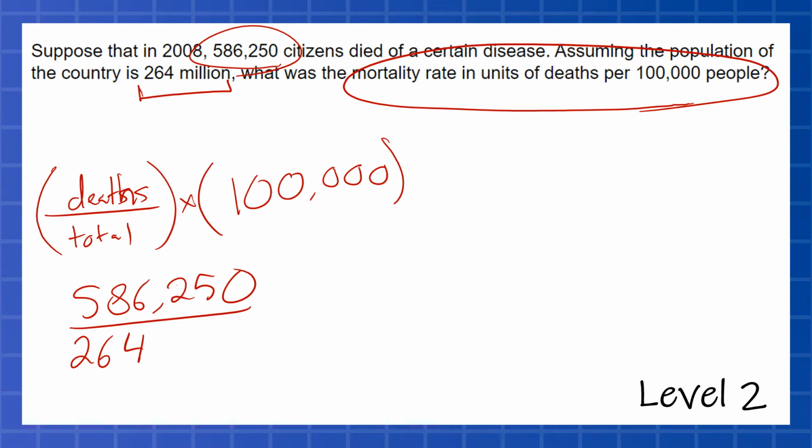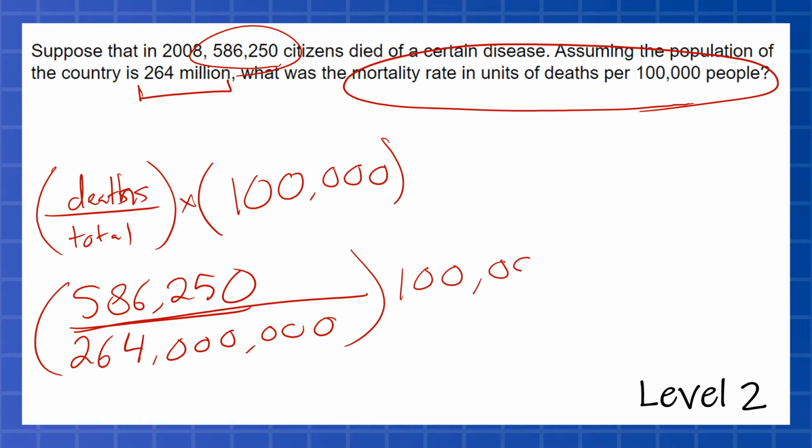Again, pay attention that we're writing in the same units. 264 million means I'm going to go ahead and write 1, 2, 3, 1, 2, 3. So I've got 264 million written out. And then I'm going to multiply it by 100,000. And when we type that in our calculator, we end up getting the answer we're looking for.